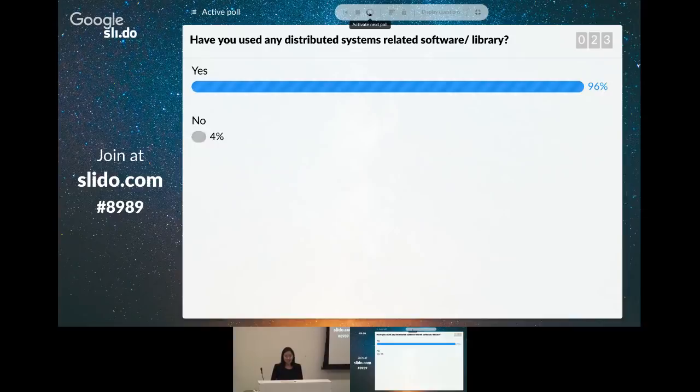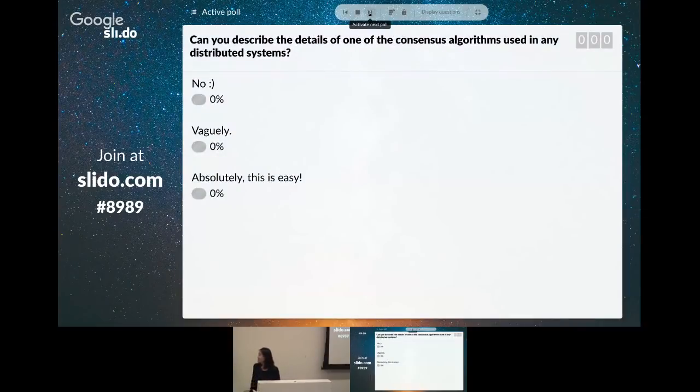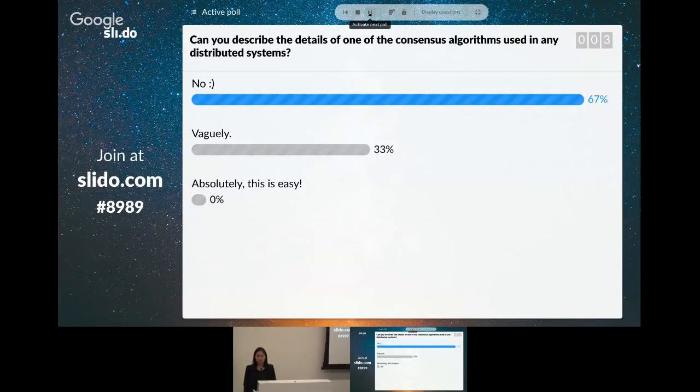Next question. Can you describe the details of one of the consensus algorithms used in distributed systems? And by describe, I mean, can you describe what it is, and can you describe the details of how to implement it or how it works? Again, look up if you're finished so that I know we can move on. Someone said, absolutely, this is easy. I love it. Talk to me afterwards. I'm not going to test anyone. Okay, looks like most of us are done.